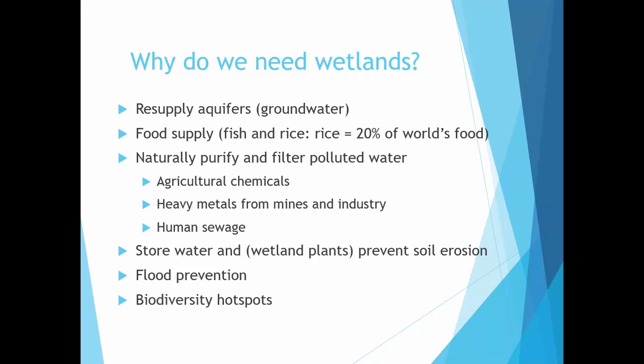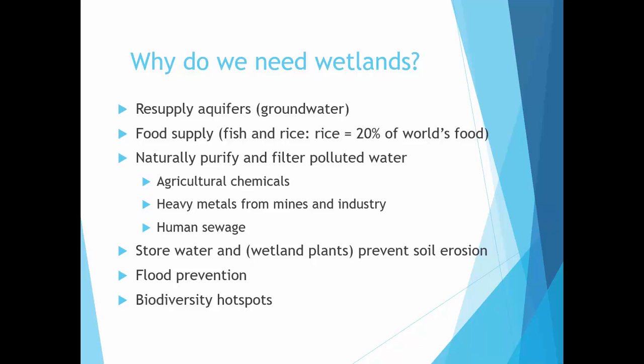Why do we need wetlands? There are many different purposes for wetlands and different services that they provide for humans and for the natural environment. So wetlands are great at resupplying aquifers. So water that sits in the wetlands can then percolate through soil and recharge groundwater systems beneath. They're, especially the man-made wetlands, are great for food supply. So predominantly fish and rice are grown in these man-made wetlands, and rice supplies about 20% of the world's food. So it's a critically important food source.